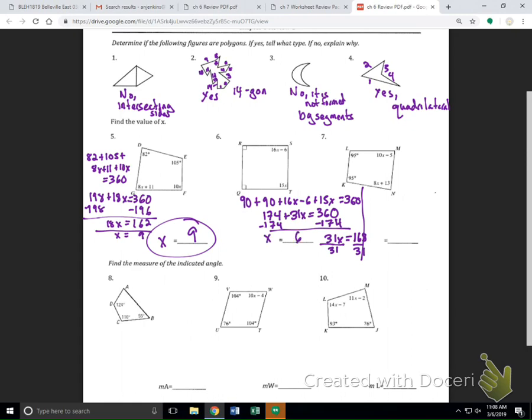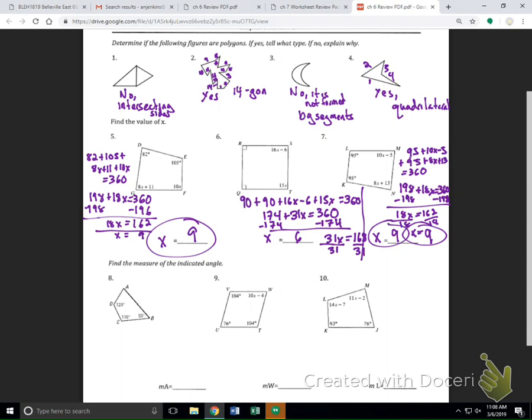Okay, and then our last one, you guys can move faster than me probably, so let's do 95 plus 10x minus 5 plus 95 plus 8x plus 13. Combine like terms equals 360. So 95 plus 95 is 190 plus or minus 5 plus 13, what'd you get? 198 plus 18x equals 360. Subtract 198. We have 162. Divide by 18. X equals 9.